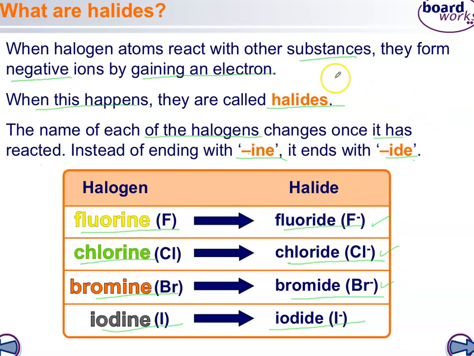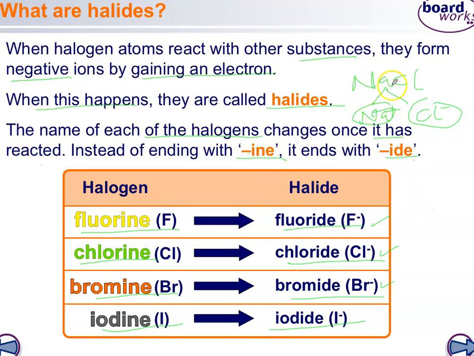If we take an example like this one, we have sodium chloride. This consists of what? Sodium 1 plus and chlorine 1 minus. This is the halide reacting with what? The metal. So this is called sodium chloride. In this case, it ends in IDE instead of INE.